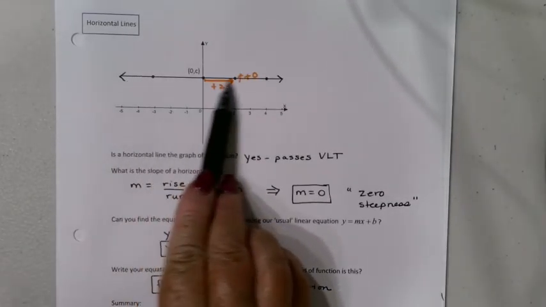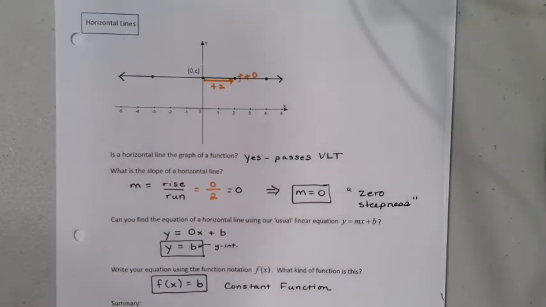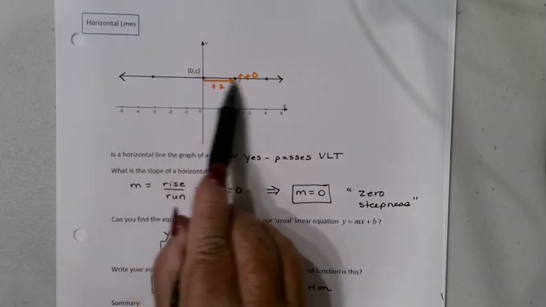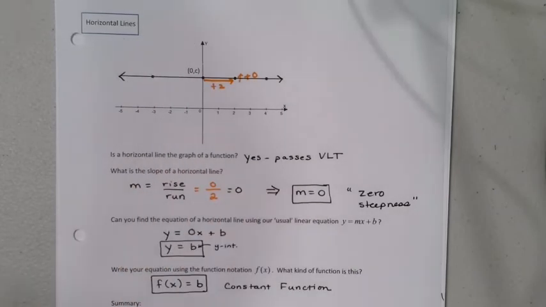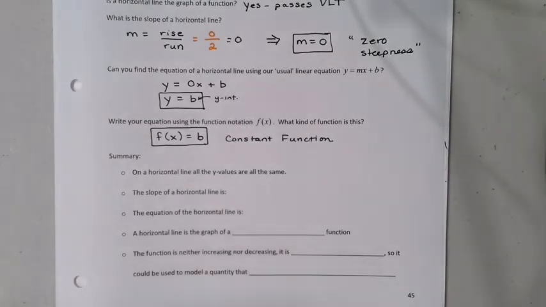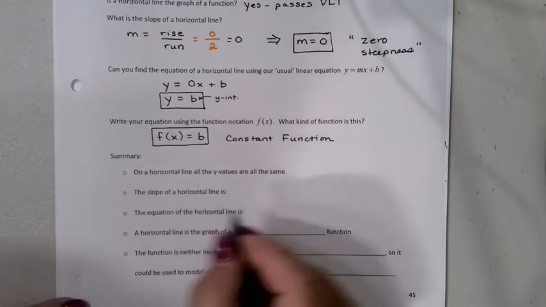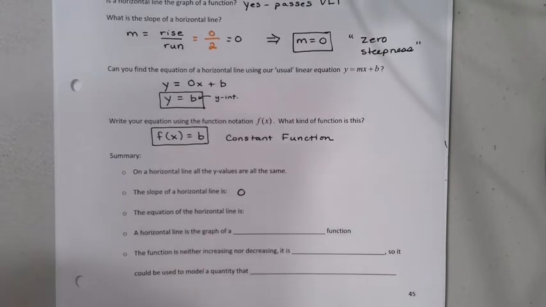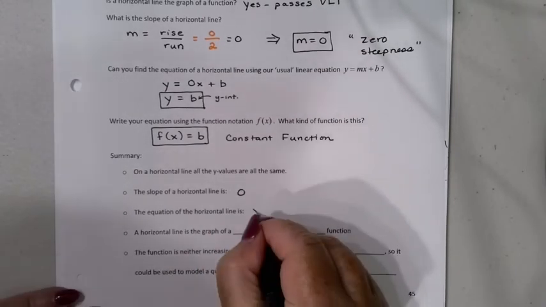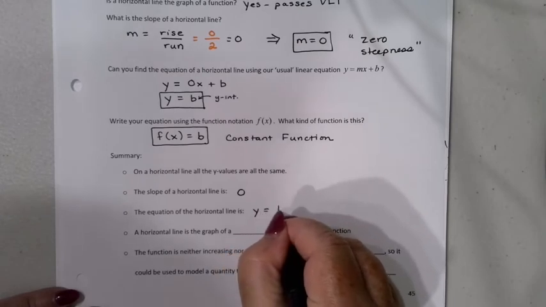Hopefully that makes sense, right? The y value is just constant. In this case, it happens to be whatever c is. The y value is just constant all the way across that line. So, on a horizontal line, all the y values are the same. The slope of a horizontal line is 0. And the equation is y equals b.